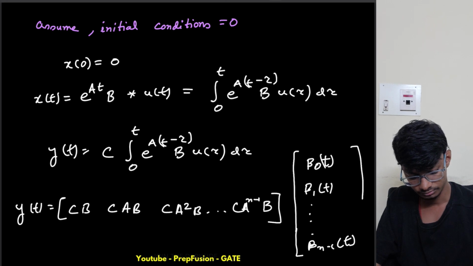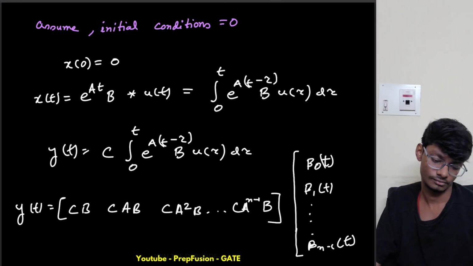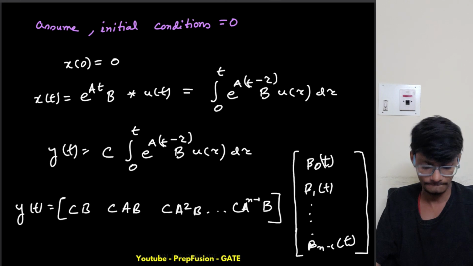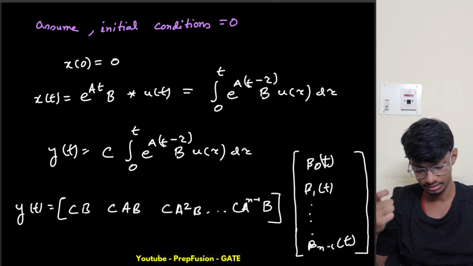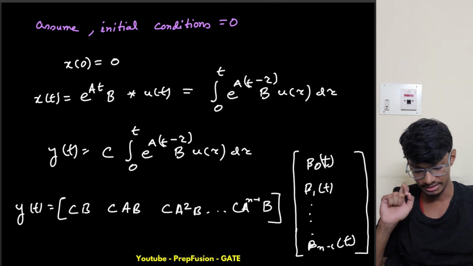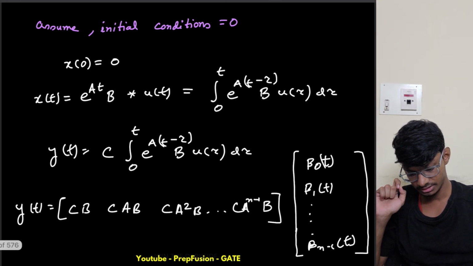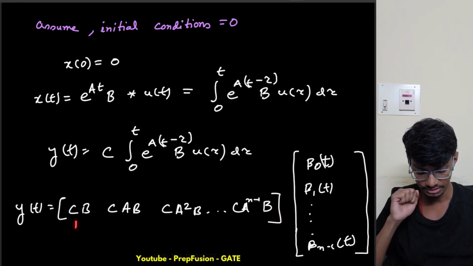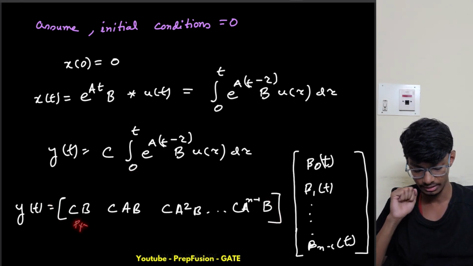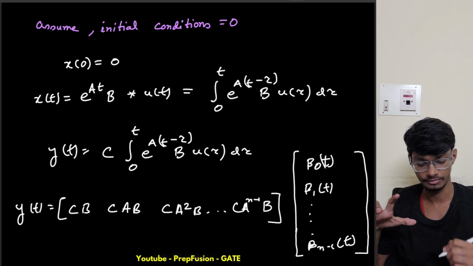So yeah, for output controllability, what condition needs to be matched? The condition that needs to be matched is basically this matrix is not n cross n. Why? Because this is some p cross n, and this is some n cross m, so we get a p cross m matrix.